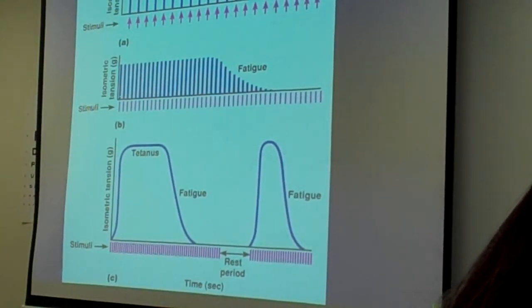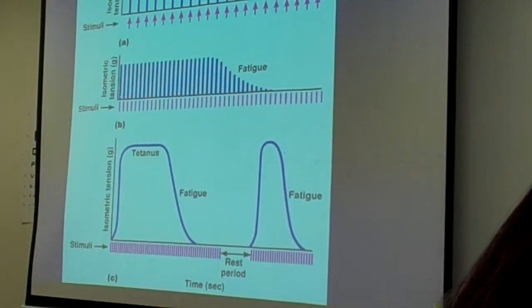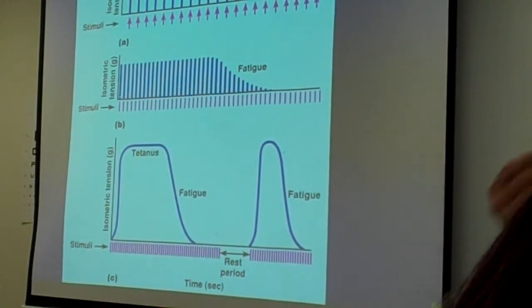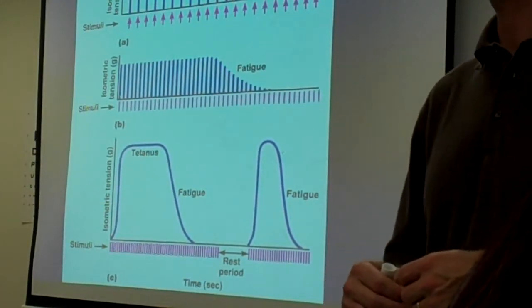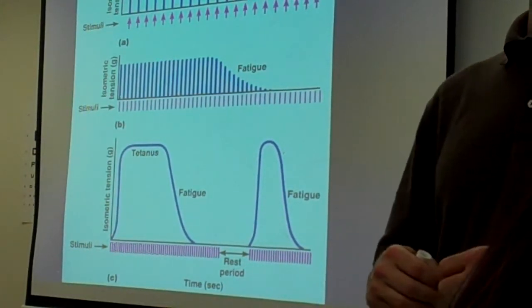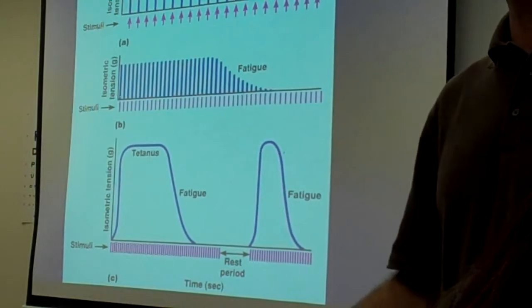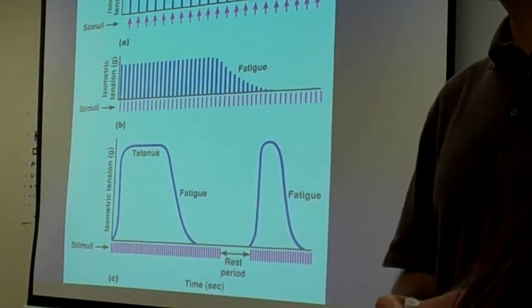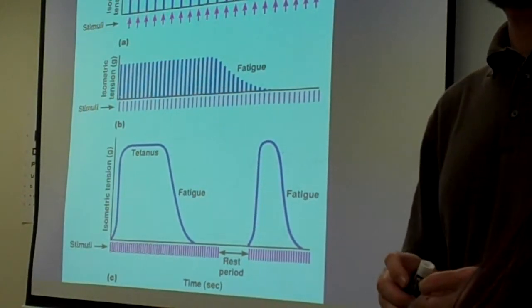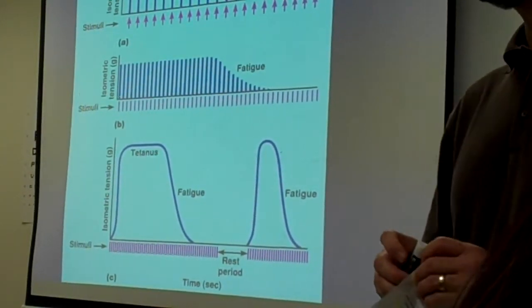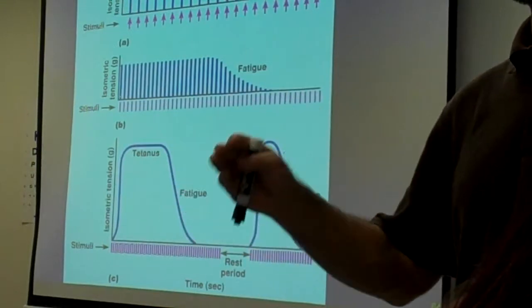Slow twitch fibers are called fatigue resistant because they don't experience the drop in pH from lactic acid buildup. That doesn't mean they can't fatigue, period. Once you run out of fuels, you will fatigue. And that's usually the limiting factor when it's prolonged activity.